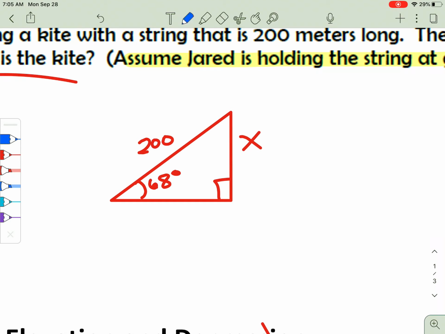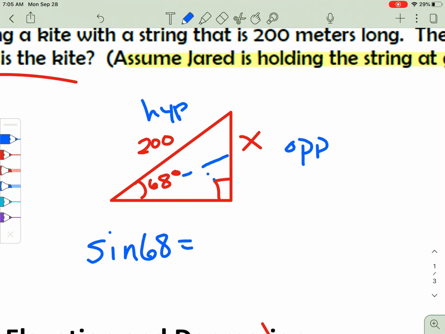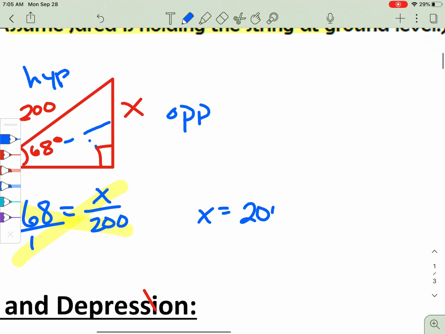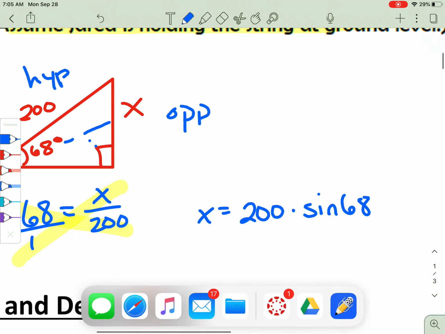So we're going to use regular trig. All right, so we have opposite of the 68, right? And opposite here is the hypotenuse. So we have opposite over hypotenuse, which is sine. So sine of 68 equals x over 200. Okay, so I'm going to put that over top of 1 and cross multiply, and that gives me x equals 200 times sine of 68.